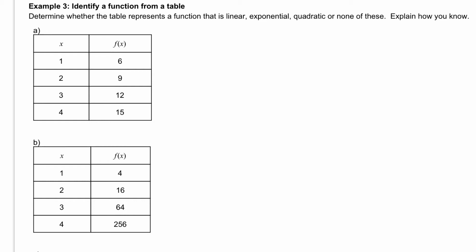In example 3, we're going to identify a function from a table. We want to determine whether the table represents a function that is linear, exponential, quadratic, or none of these, and explain how you know. Remember, if it's linear, it has a common first difference, exponential has a common ratio, and quadratic has a common second difference. You need to make sure that you check everything in the table and not just the first couple, as it might look like it's one of these functions, but then in the end turn out that it's not.